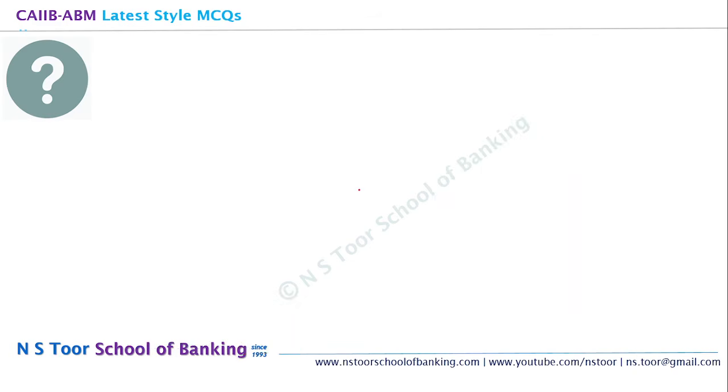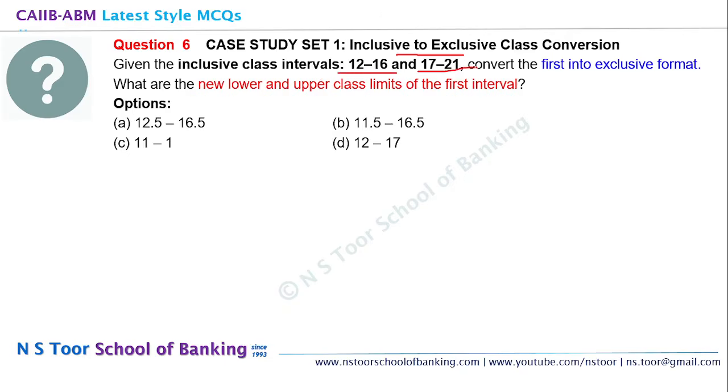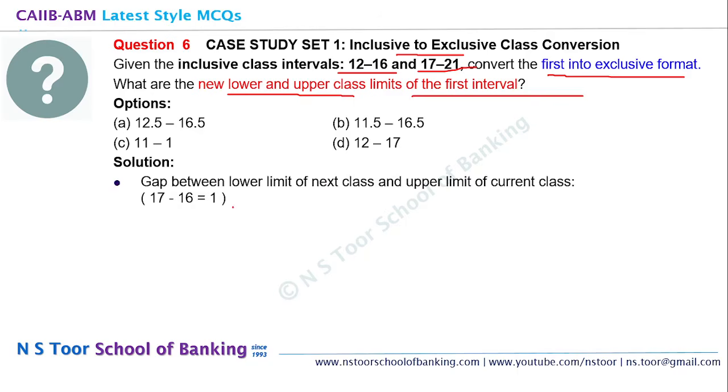Now let us go for the next question. Inclusive to exclusive class conversion. We have to convert inclusive to exclusive. Given the inclusive class intervals 12 to 16 and 17 to 21, convert the first into exclusive format. What are the new lower and upper class limits of the first interval? See, there are two class intervals. First is 12 to 16 and 17 to 21.